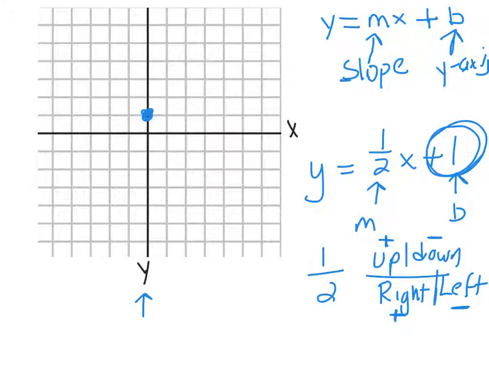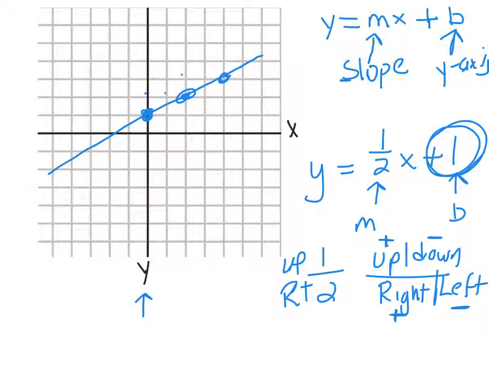So from that dot that we put on at 1 on the y-axis, our slope is going to be up 1 and then right 2 from that dot. So here we are, we're going to go up 1, right 2 and put a dot. And then we can go up 1, right 2 and put a dot. And then we connect them with a ruler, and that's how we graph a line.